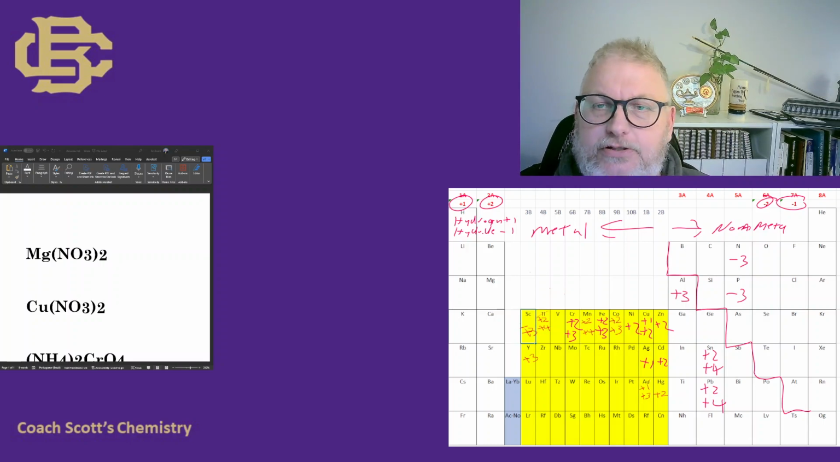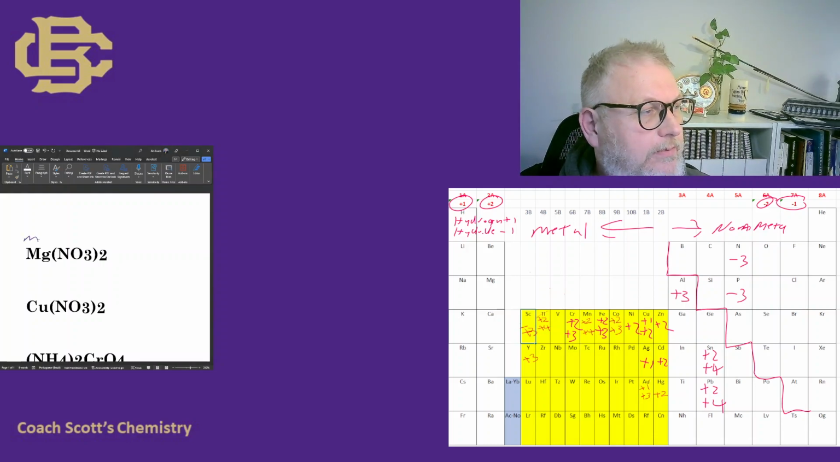So, I've got this right here. I've got magnesium, that's a metal, and then I have a bunch of nonmetals. Notice it's got parentheses around it. That means that's an entity. I don't know what NO3 is, nitrogen oxide. I don't know, so I'm going to have to look. So I'm going to look over here.